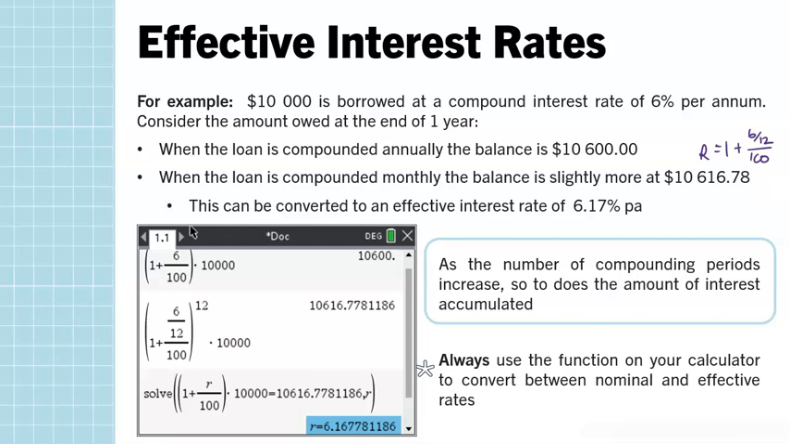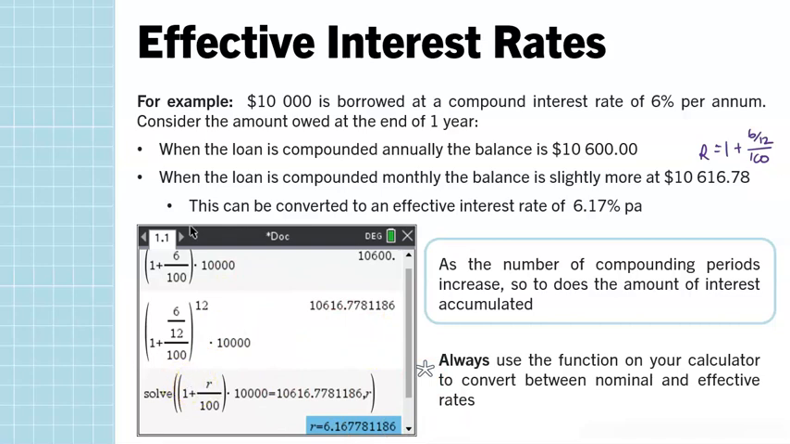If I take that value and convert that back to, well, let's pretend it was an annual interest rate compounding annually, I've been charged $616.78 interest, and that equates to an annual rate of 6.17% per annum. You can see some calculations here to give you some more detail about how I got those values.